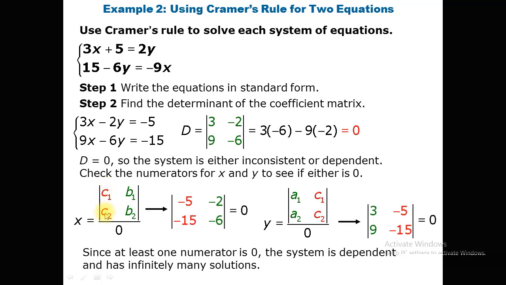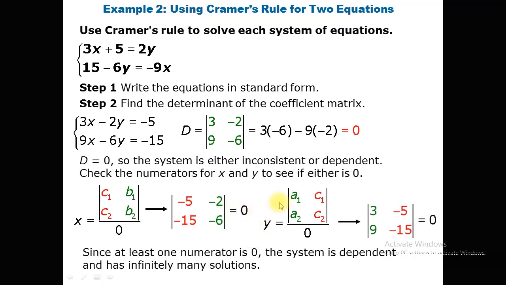dx means replace the coefficients of the first column by the constants which lie on the right-hand side of the system. So we get minus 15, minus 5, minus 2, minus 15, minus 6. This new determinant contains the entries minus 5, minus 2, minus 15, minus 6. Minus 5 times minus 6 is plus 30, and minus 2 times minus 15 is plus 30. In the determinant we find the difference of the products, so 30 minus 30 is equal to 0.